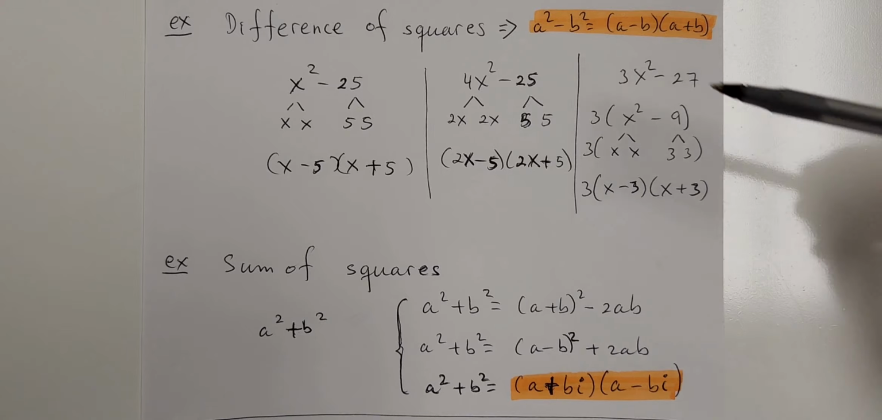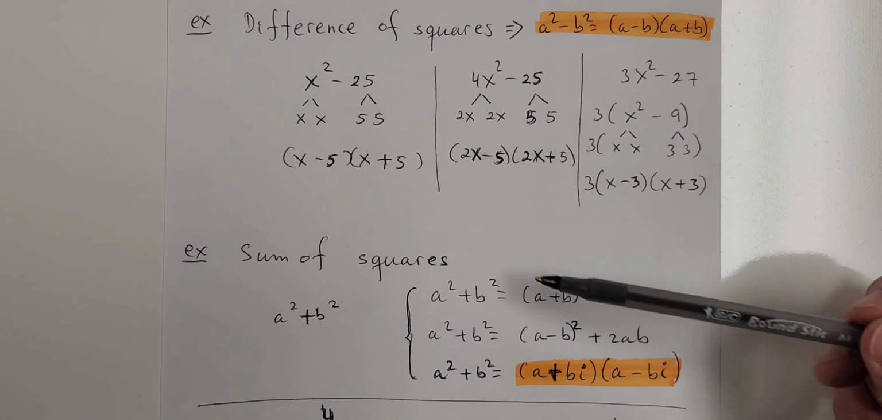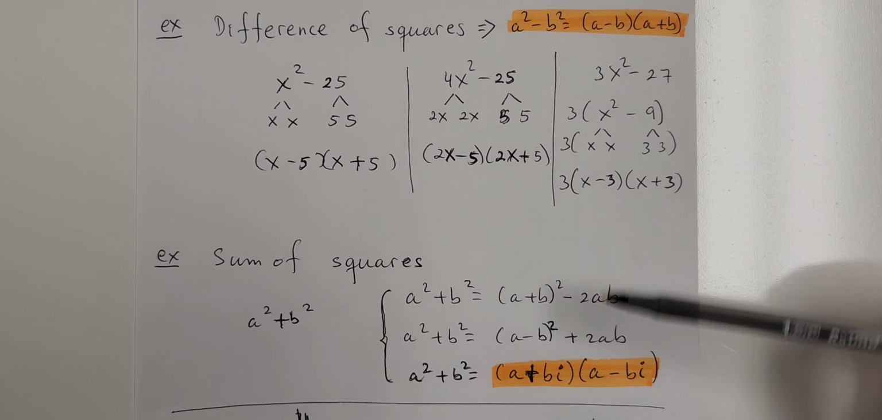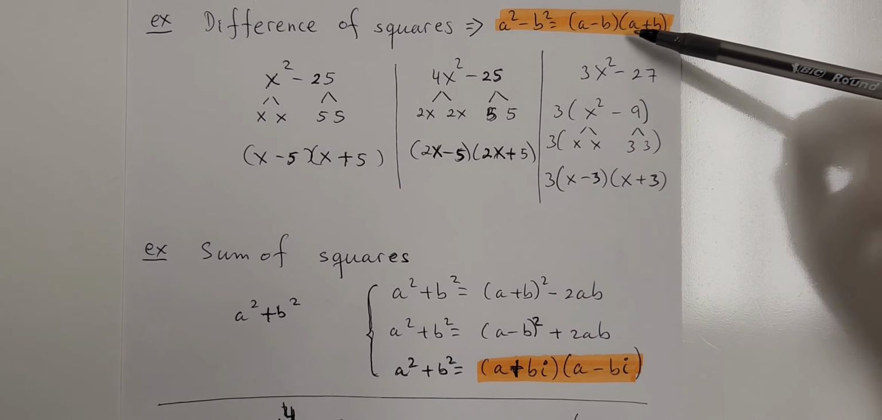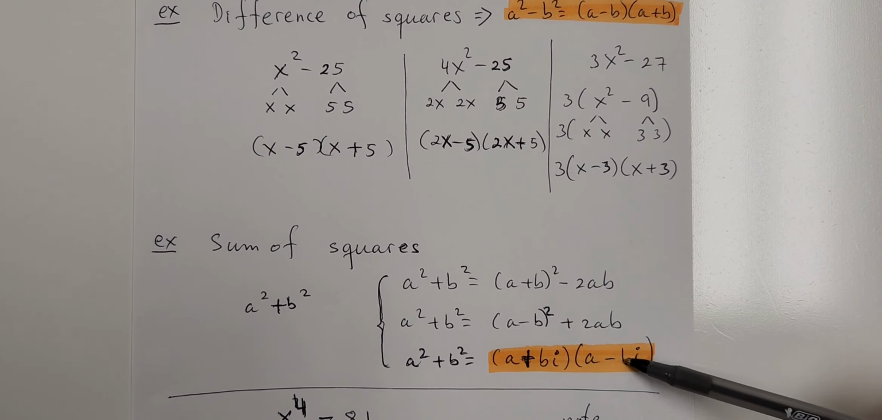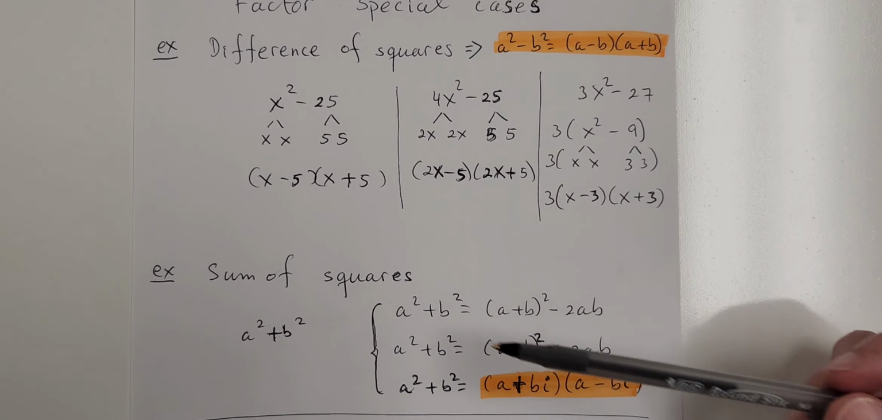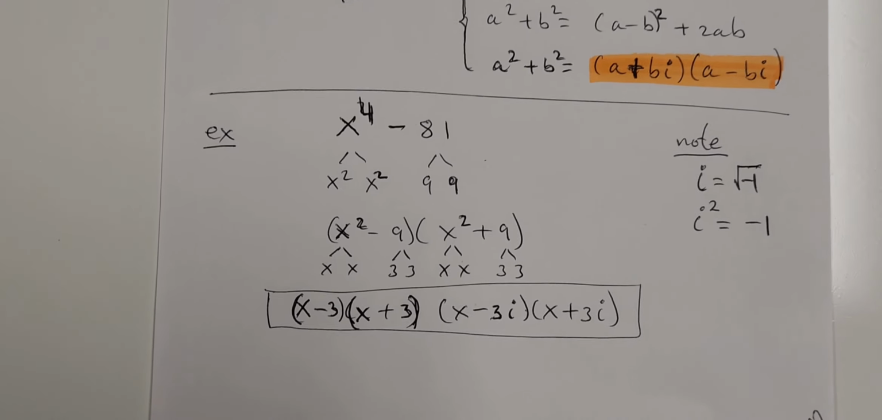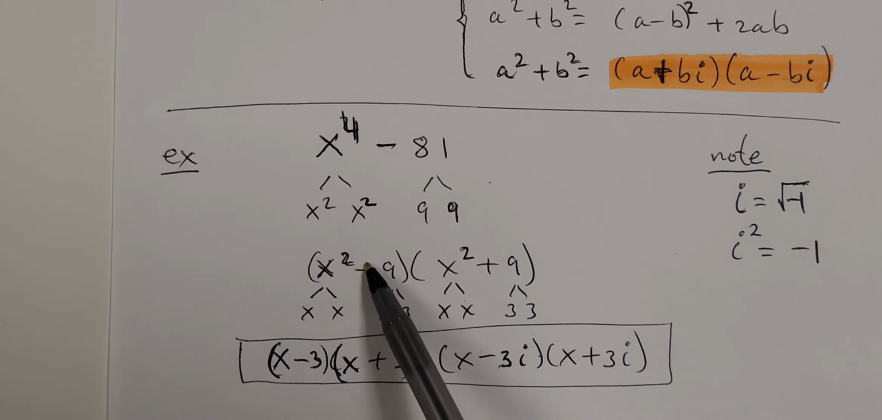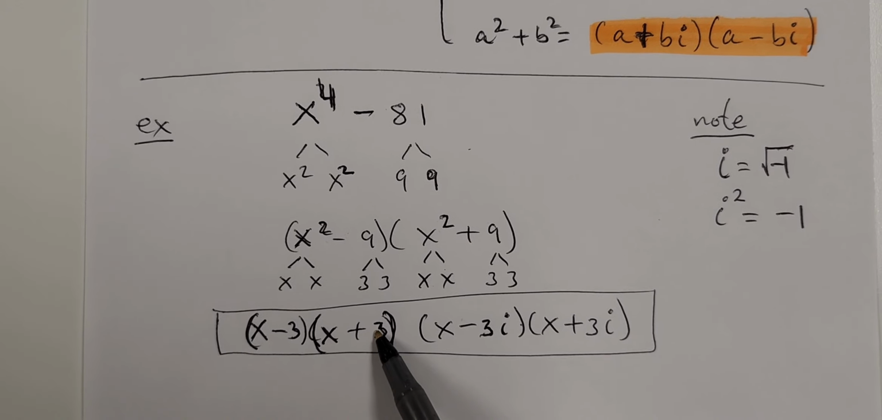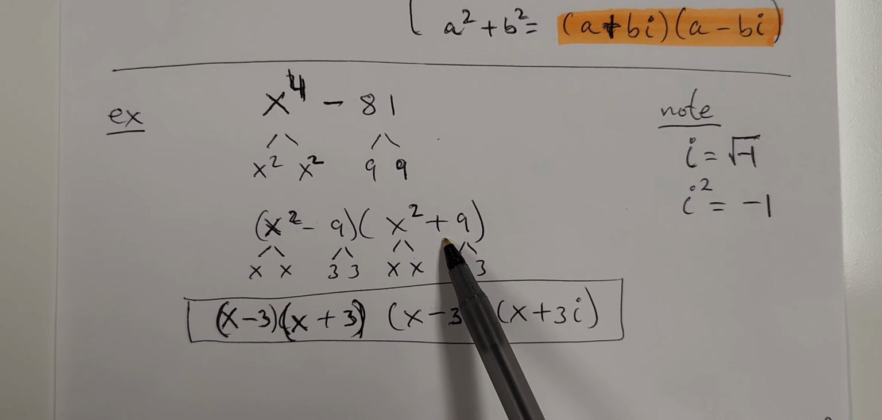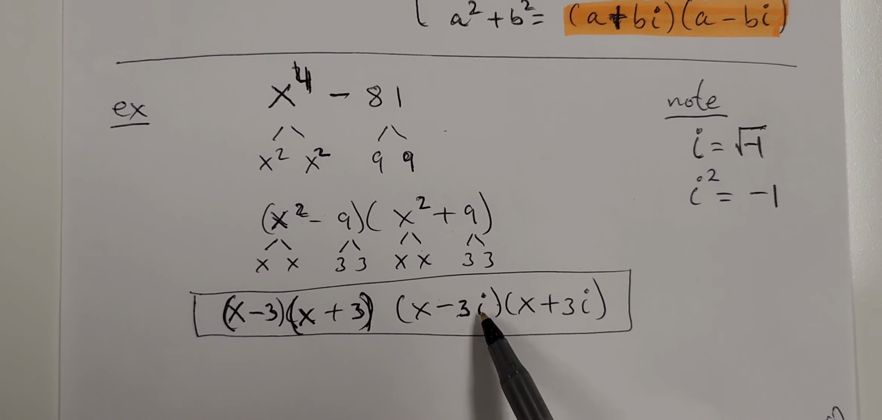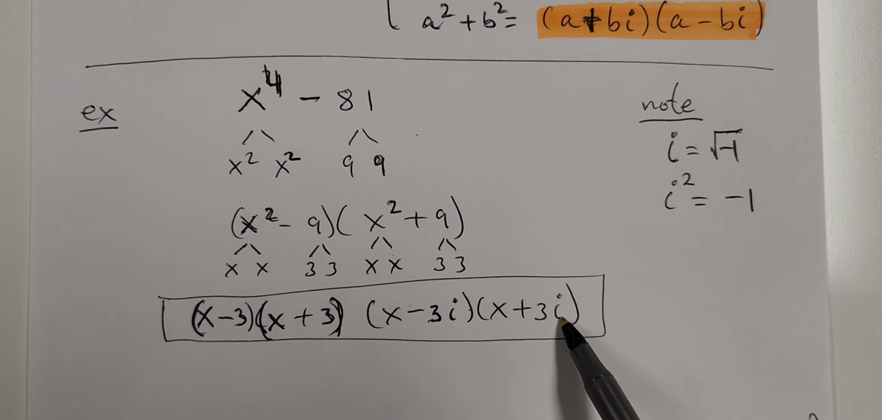One more time, difference of squares and sum of squares. If we use the bottom formula, it is very similar. As you can see, a minus b, a plus b. Same thing here, a minus b, a plus b. The only difference is that with the sum of squares, we have to include the i. So once more, this right here is x minus 3, x plus 3. Same thing here, x minus 3, but make sure you include the i. And then x plus 3, include the i.